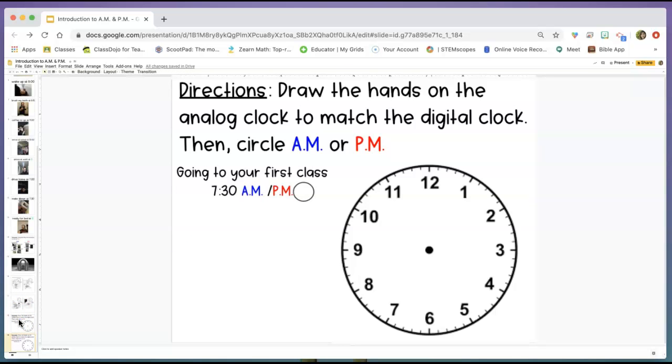Last question. So going to your first class. All right, well, the time says 7:30. So I need to draw the hands on the analog clock to match that time. So I'm going to use a short hand because the short hand represents the hour. And I need to draw a short hand in 7's room. So 7's room is in between 7 and 8 because the hour hand is trying to go to 8 o'clock, but it's not quite there yet. So now my hour hand is in 7's room.